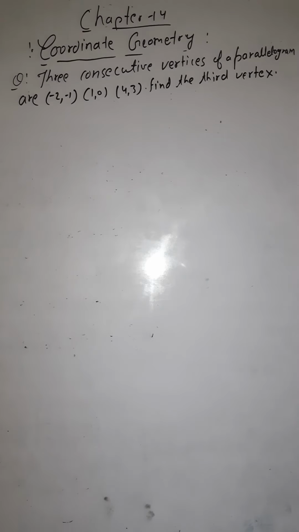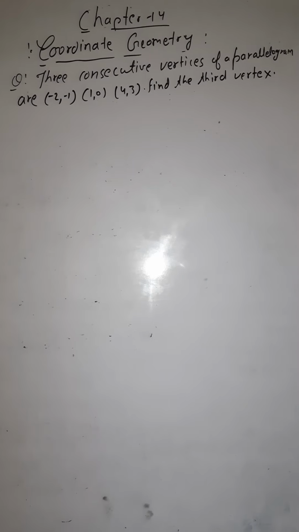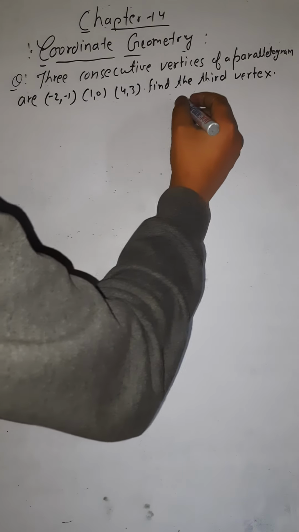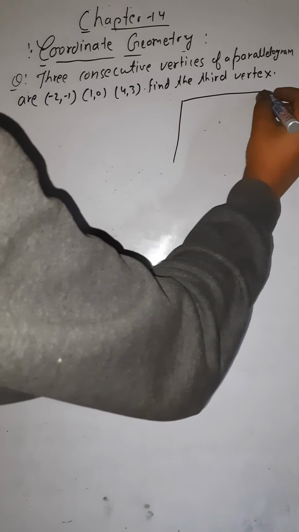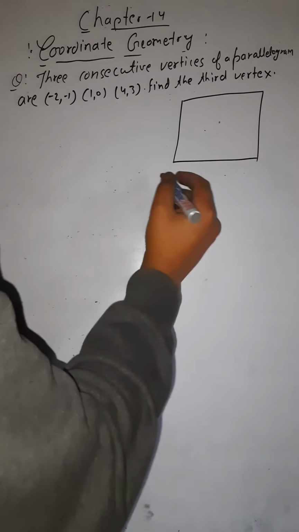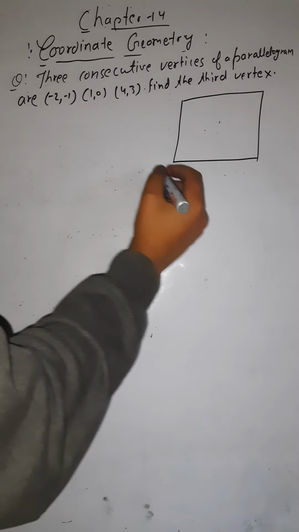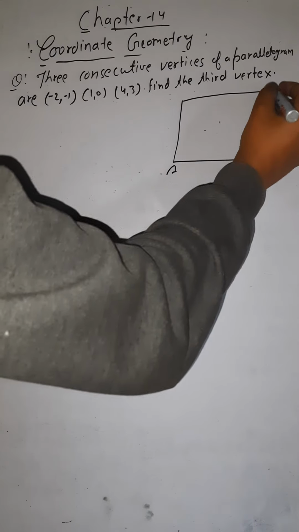So let's start question number one for today. Three consecutive vertices of a parallelogram are -2, -1, 1, 0, 4, 3. Find the fourth vertex. So a parallelogram has been given to you. Let me make a parallelogram first here. So let's say this is the parallelogram. Three consecutive vertices have been given, A, B, C and D.